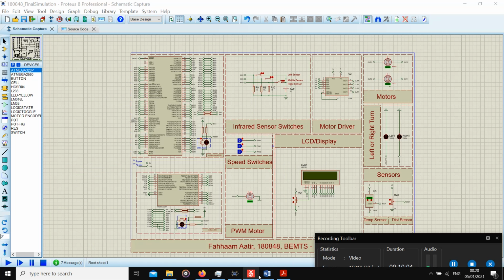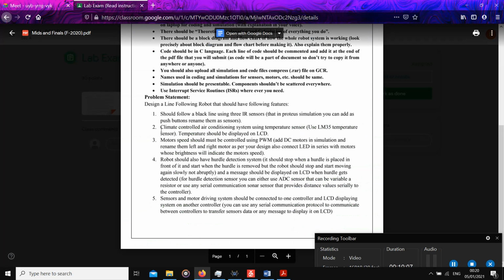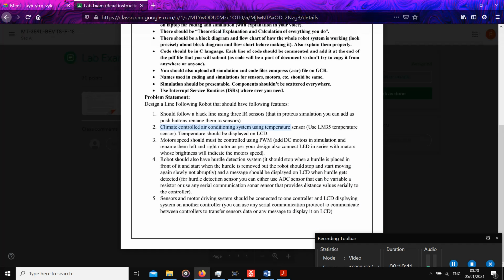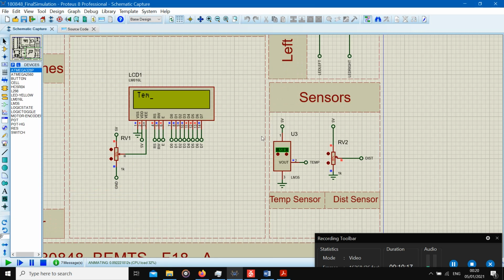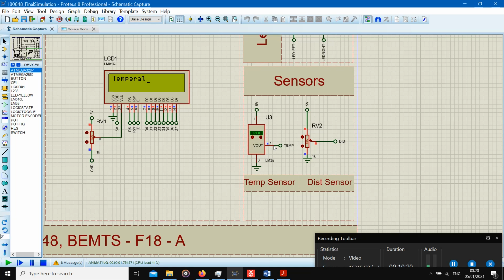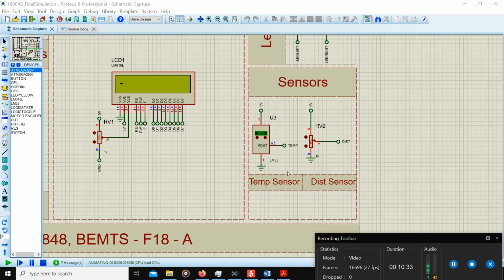So moving on to our next task, which is the climate controlled air conditioning system. In the simulation, if I run it again, you can see over here that these are our sensors, and over here we have our first sensor. This is the LM35 that is giving a value of 51. So we have our LM35 temperature sensor over here that is going to give you a value on this LCD right here. Basically you can see the temperature over here is 51, and the temperature over here is going to give you 51 as well.